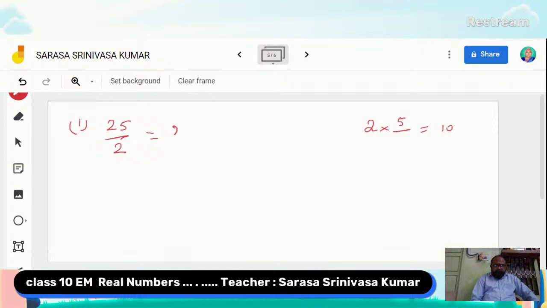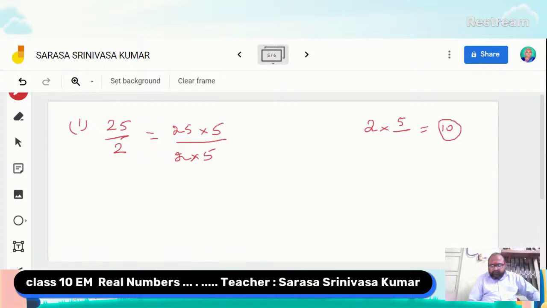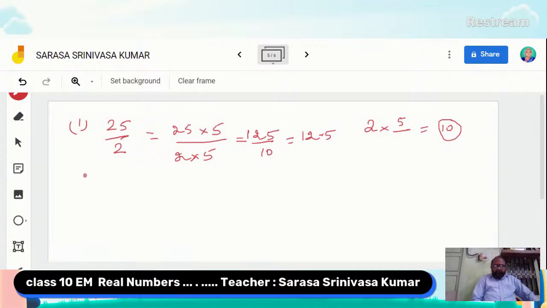So 25 multiplied by 5 divided by 2 multiplied by 5. There will be no change if you divide and multiply by 5, because 5 by 5 is equal to 1. So this is to get the form 10 in the denominator. This is equal to 125 divided by 10, which is equal to 12.5. So this is the first problem.